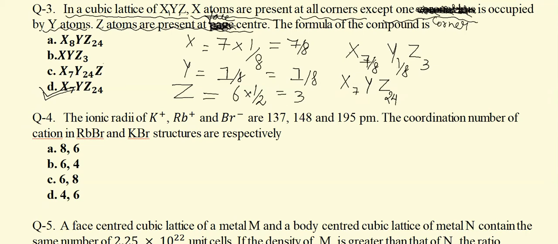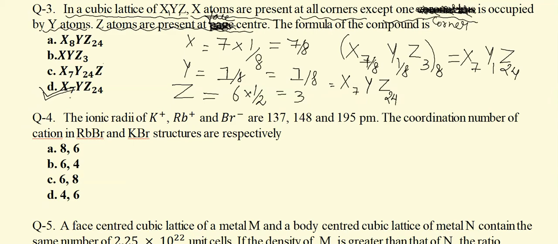So the formula becomes x 7 by 8, y 1 by 8, z 3. On removing this fractional 8, we have to multiply the whole formula by 8. Then the answer becomes x7, y1 and z24, which is your option D.